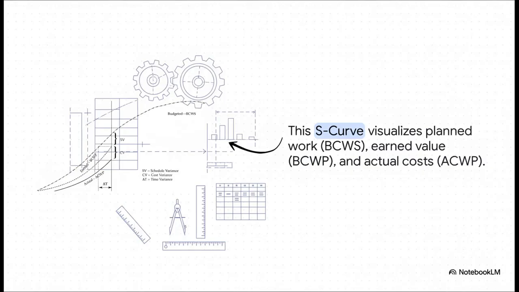In this graph, this is where it all comes together visually. It's called an S-curve. That top line, that's your plan. The other two lines show you your earned value and your actual costs. Just by looking at this, you can immediately see the gaps. The vertical distance between what you've earned and what you've spent, that's your cost problem. The horizontal distance between where you are and where you should be, that's your schedule problem. It makes all these numbers feel real.